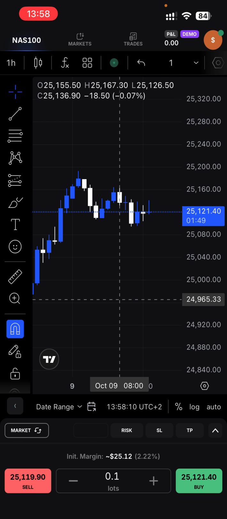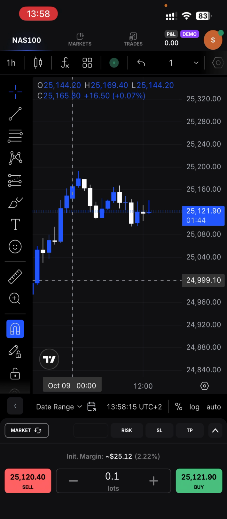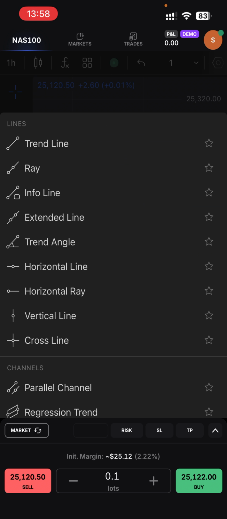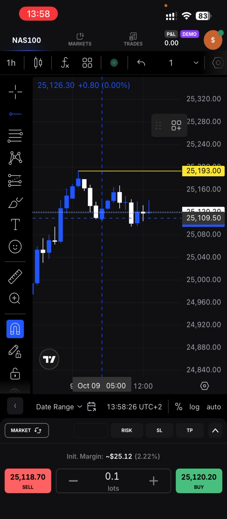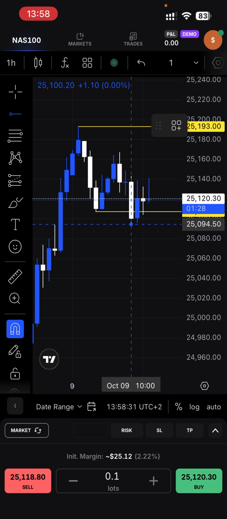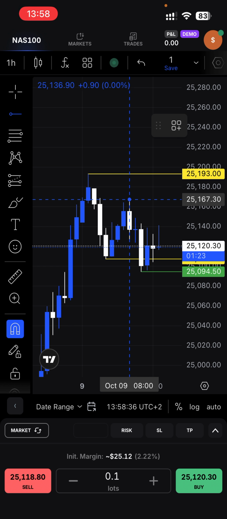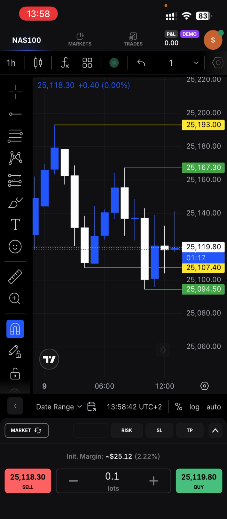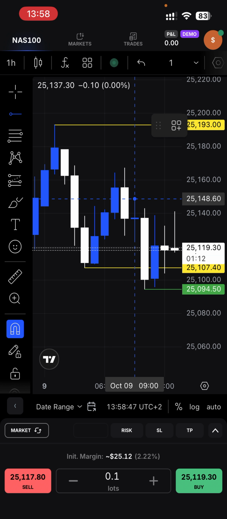I'm going to be marking out the highs and lows for today. So we start off at midnight. Then we got this high right here. That's Asian high. Then we go down over here. No, that's too late. That's Asian low. That is London low. And that is Asian high. No, wait, what am I doing? This is a London high.